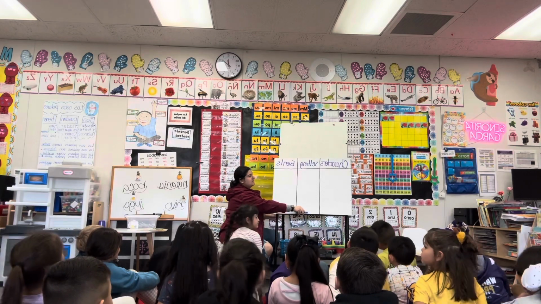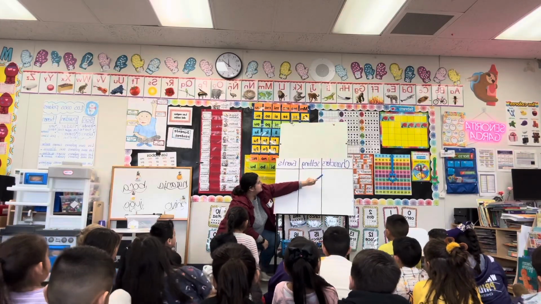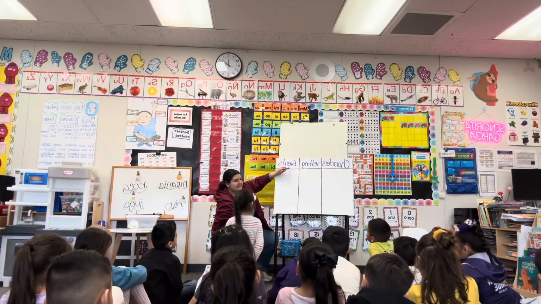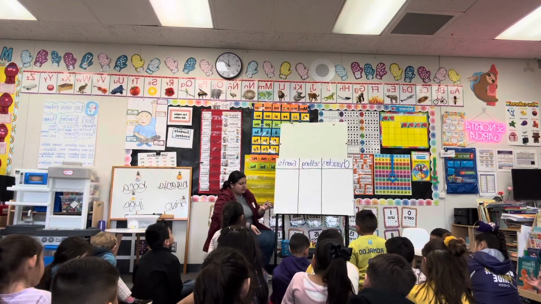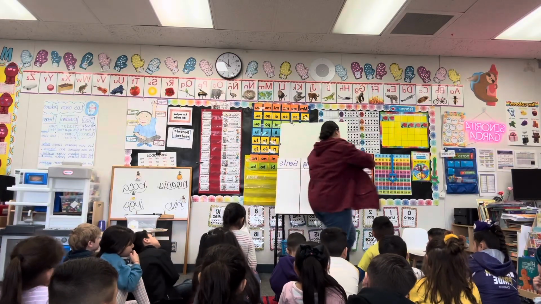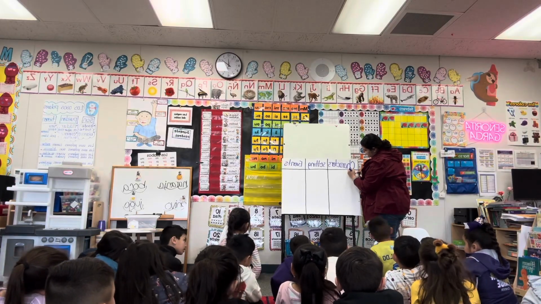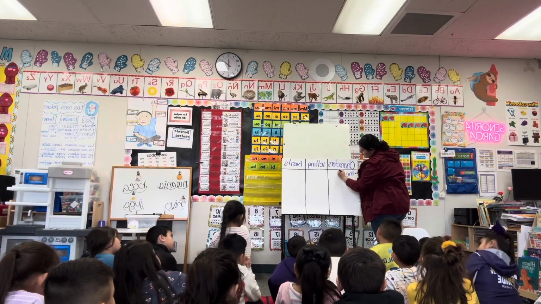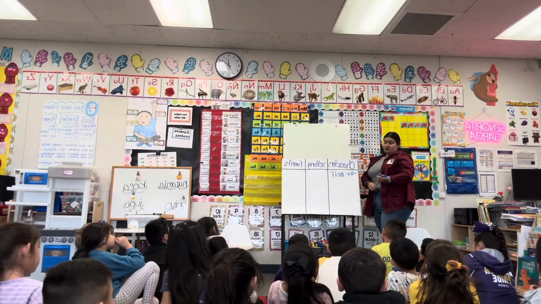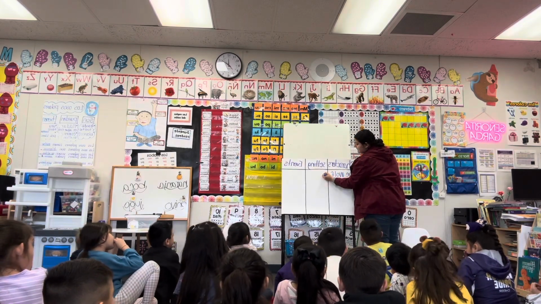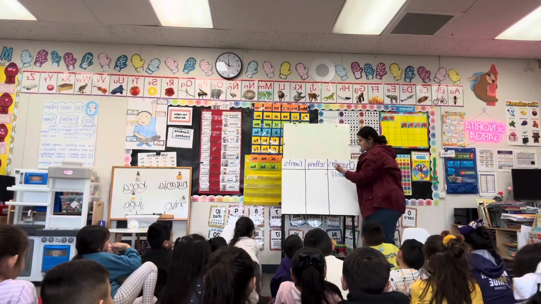Yeah. Okay. So here we have this chart. It says characters, settings, and events. Okay. So for the characters, I'm gonna write. Let me stand over here. Can everybody see it? Yeah. For one of the characters, I'm gonna write the wolf. The wolf. And the pig. The wolf. And then for the setting, I'm gonna write the straw house.